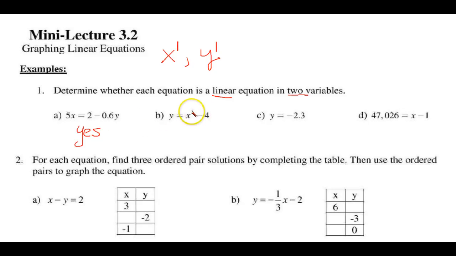Now as you look at this one, we see here our x is to the second power. So that's not linear. Here we don't have an x, but we do have a y, and therefore it's linear. And this one, we don't have a y, but we have an x, and it's just to the first power. So this is linear. A little definition.